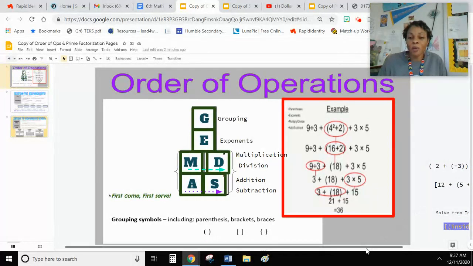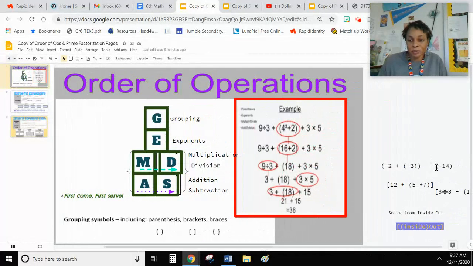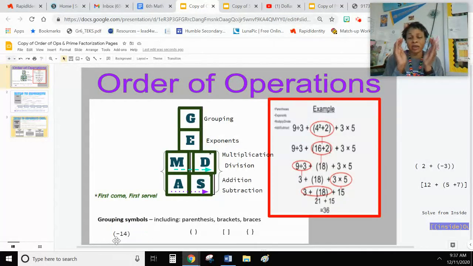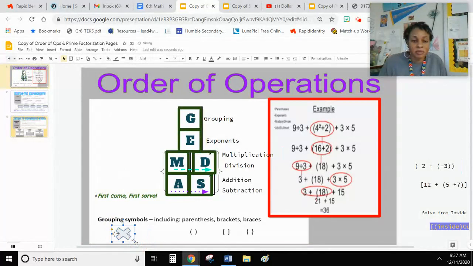So let's talk about what is not a grouping symbol. This is not a grouping symbol, okay? This is just showing that 14 is negative. It's enclosing that negative sign with 14. That's not a grouping symbol. There's no operation to do in here. So you would do nothing, not a grouping symbol, okay? That does not qualify as a grouping symbol. No, no, no. That is not a grouping symbol.